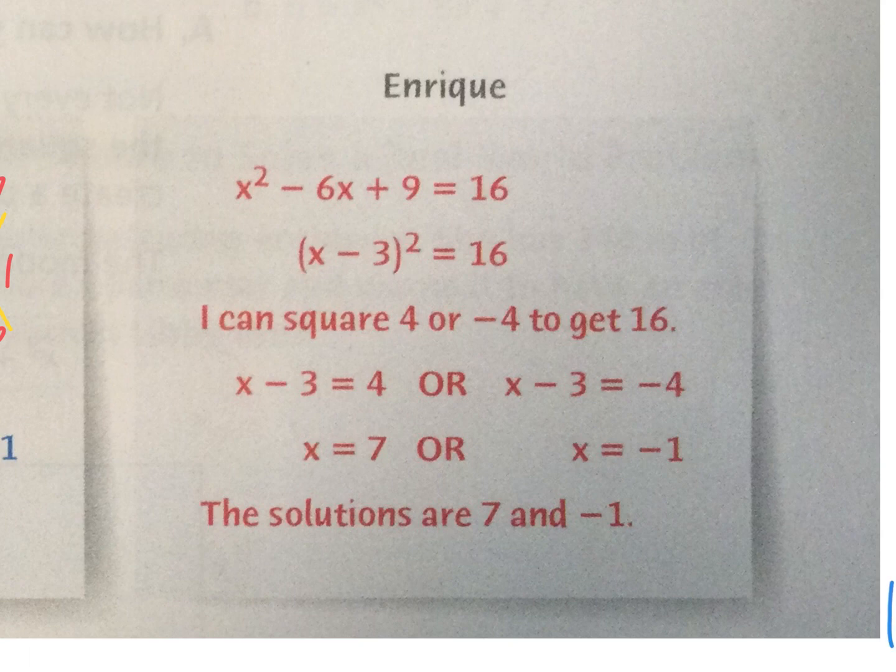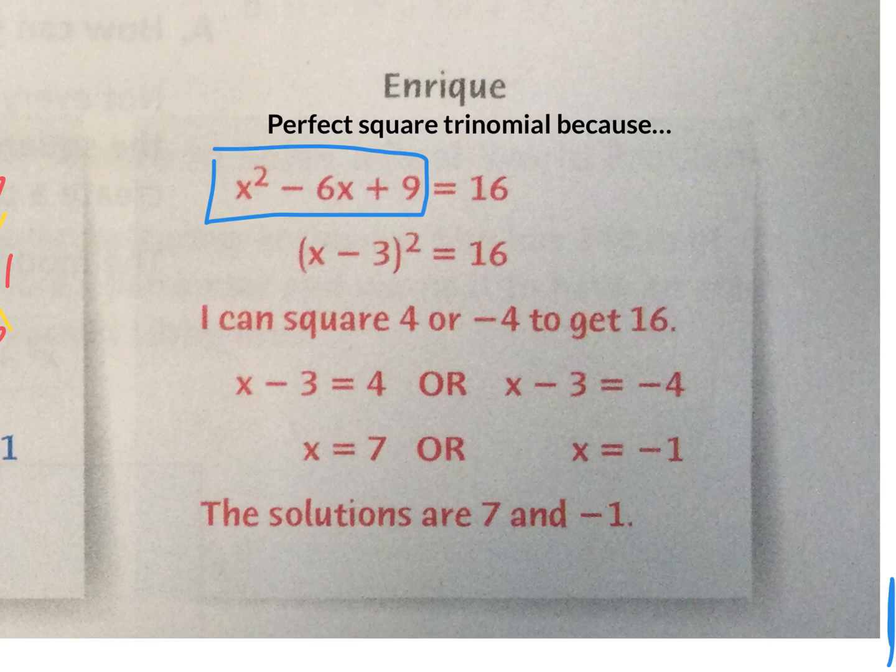So the first thing is that Enrique notices that what is given to him on the left is a perfect square trinomial. And that is because of the pattern or the relationship between the two numbers. So let me show you what a perfect square trinomial is. x minus 3 squared is going to be a perfect square. So I'm going to work this out and show you the pattern between the numbers.